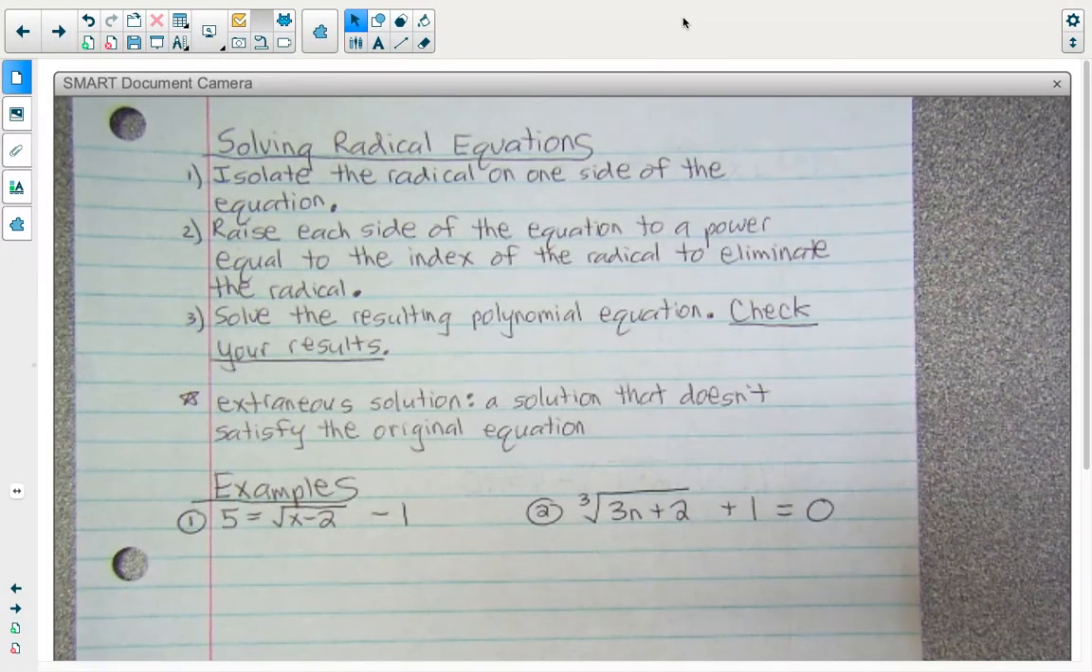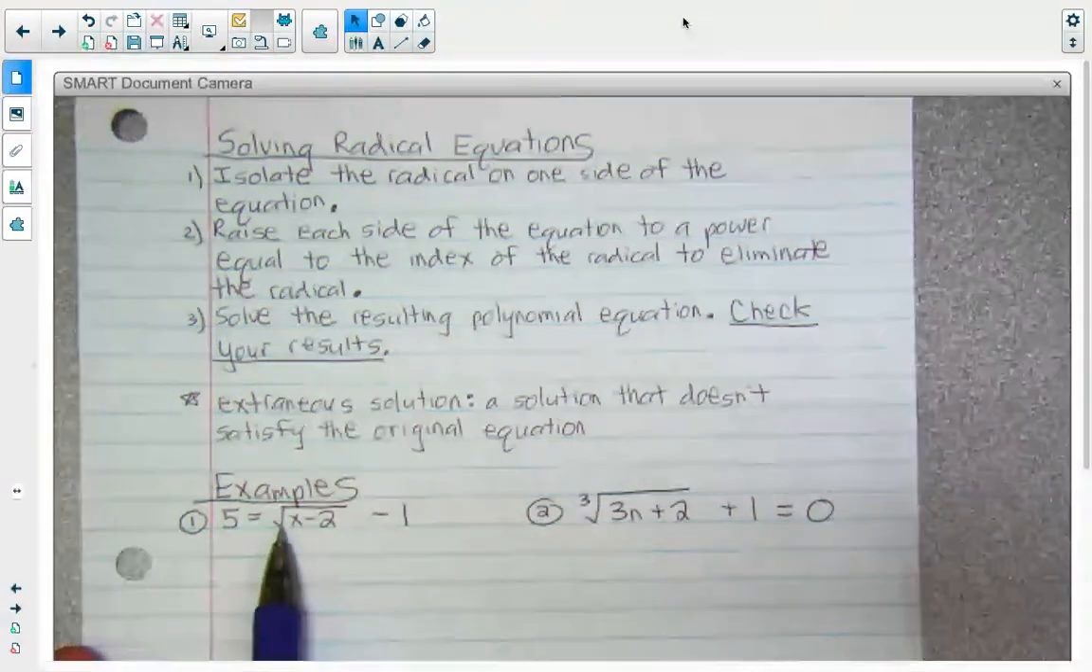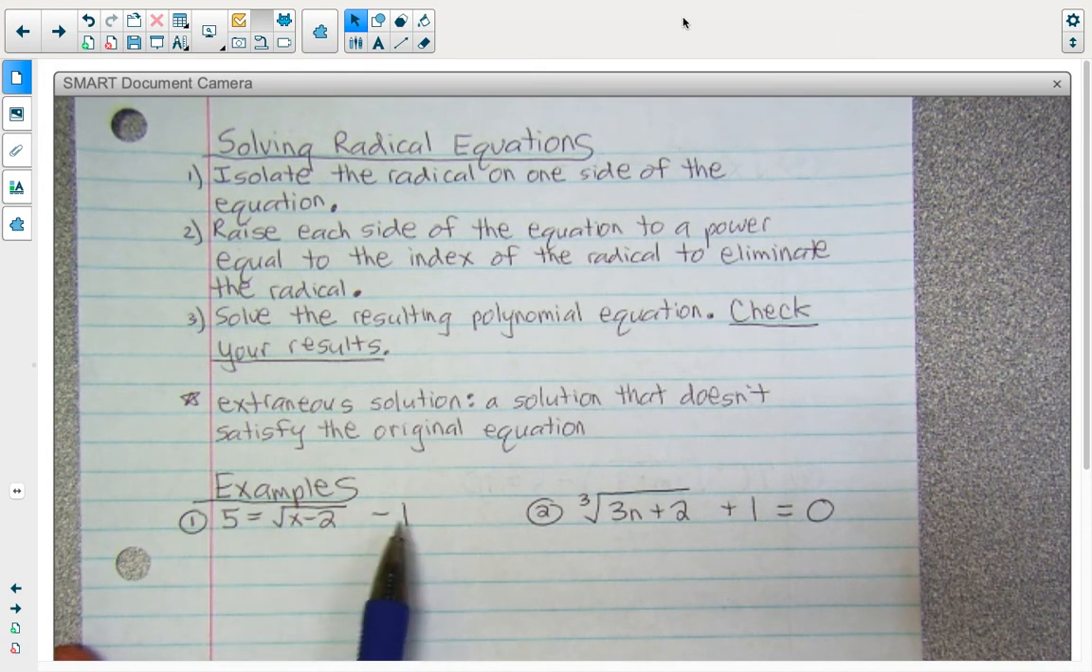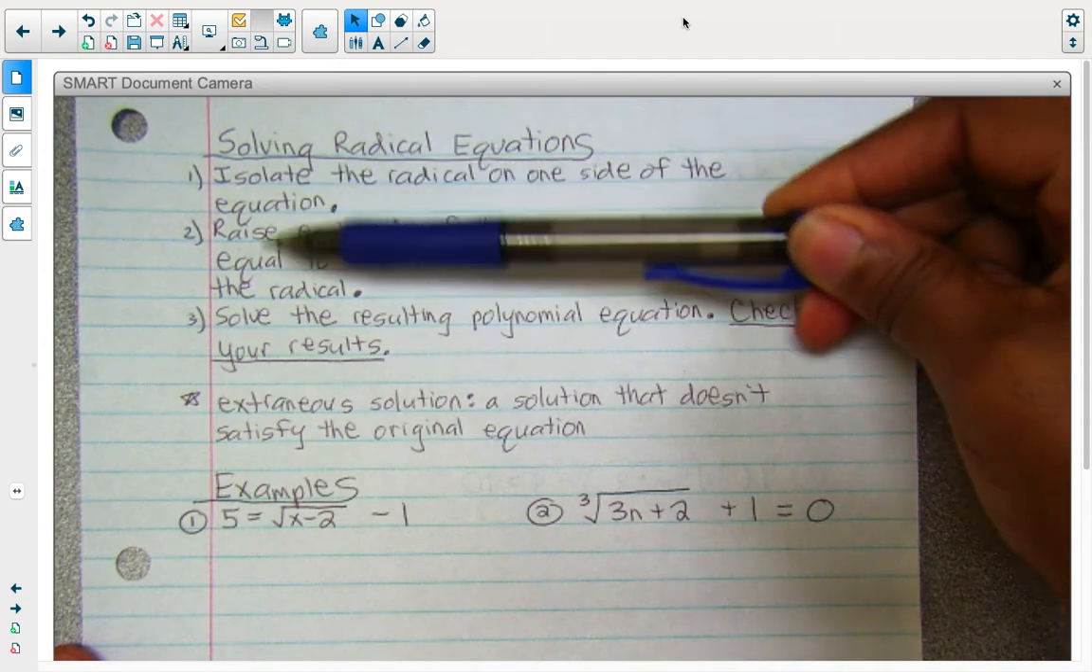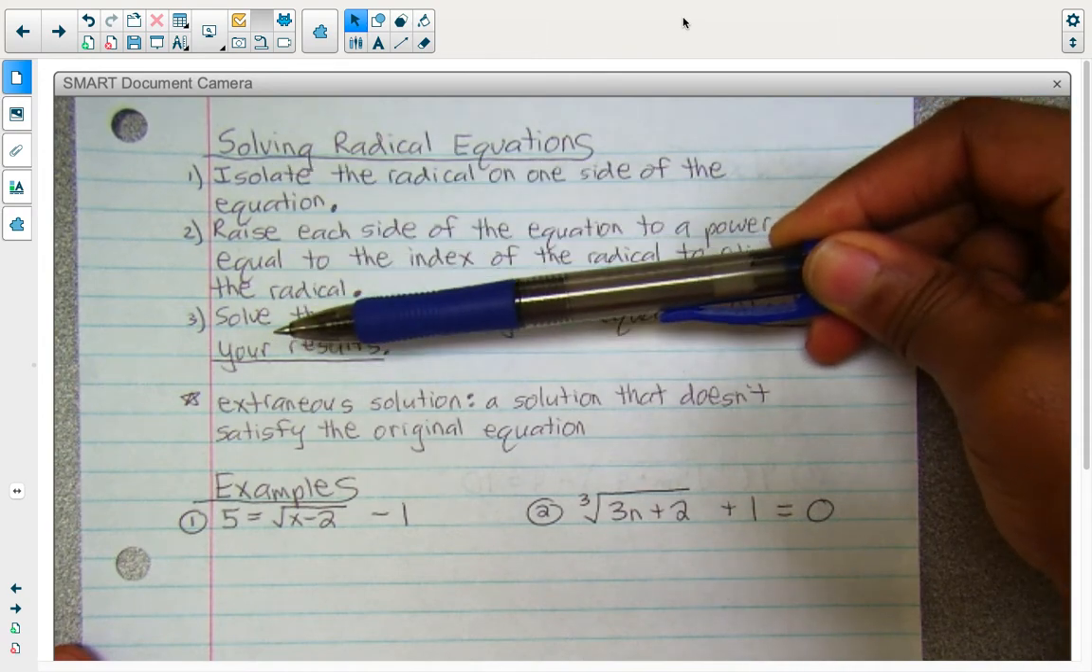For the most part, they're just like solving a regular equation. What you do to one side, you do to the other side, opposite operations. You're trying to get x by itself, etc. So let's get started. So number 1 down here, 5 equals the square root of x minus 2, minus 1. I'm going to try to keep these steps here so we can see them for the first couple of problems.